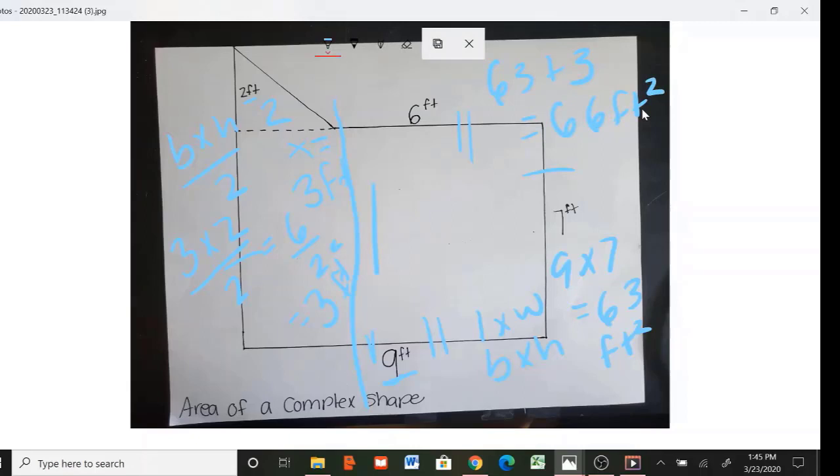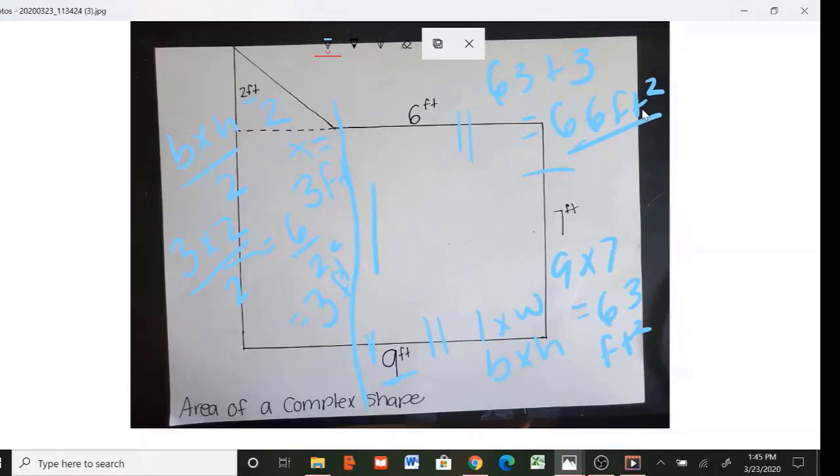Okay? So for complex shapes, we look at what shapes do we have that make up all that big shape, and then we find the areas. So we had to use the area of a rectangle and an area of a triangle, and then we added those together to get our total area of 66 feet squared.